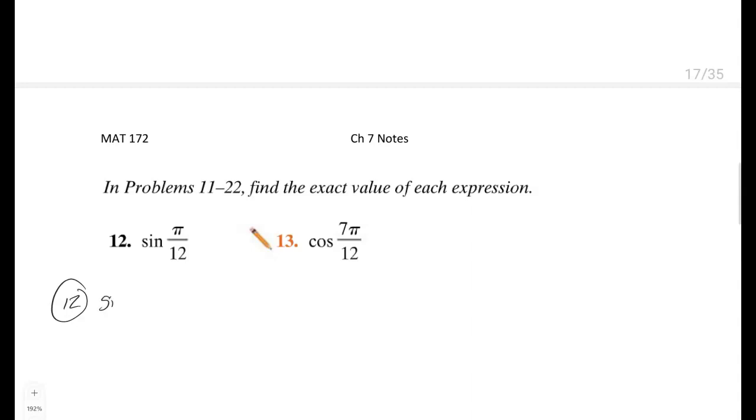So for instance, if I wanted to get pi over 12, I could take 4 pi over 12 and I could subtract 3 pi over 12. Which is pi over 3 minus pi over 4. And pi over 3 is on the unit circle, and pi over 4 is on the unit circle.